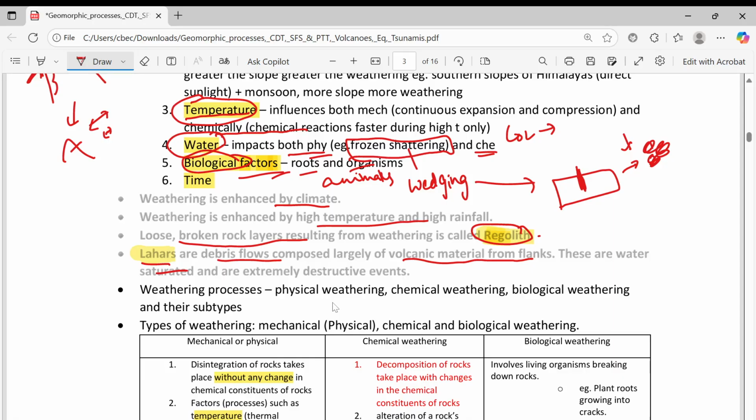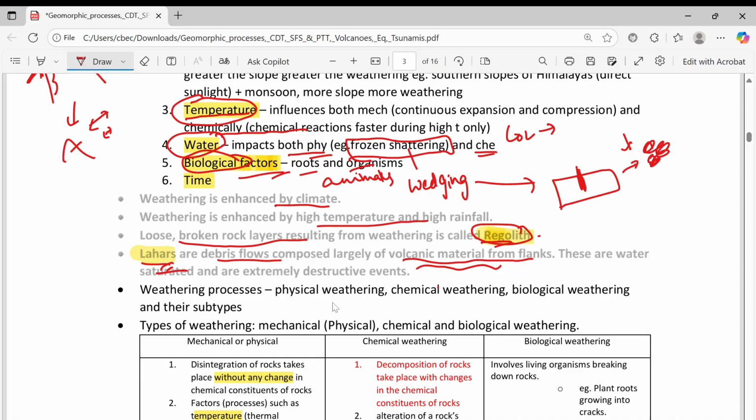This is wherever volcanic material is there. Okay, that's mass wasting. Part of mass wasting is debris flow, that is lahar. Lahar means you simply remember. Regolith means broken particles, rock particles or rock fragments, broken rock fragments.